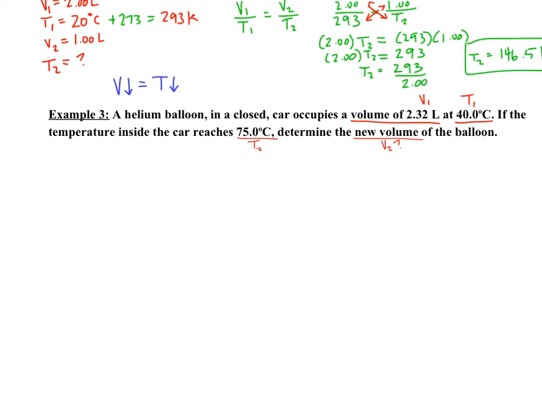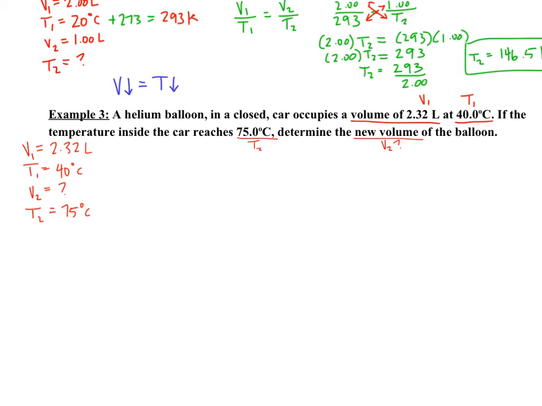Okay, so I'm going to write some of the information over here on the left, starting with V1 equaling 2.32 liters. T1 is 40 degrees Celsius. V2 is what I'm trying to solve for. And T2 is 75 degrees Celsius.